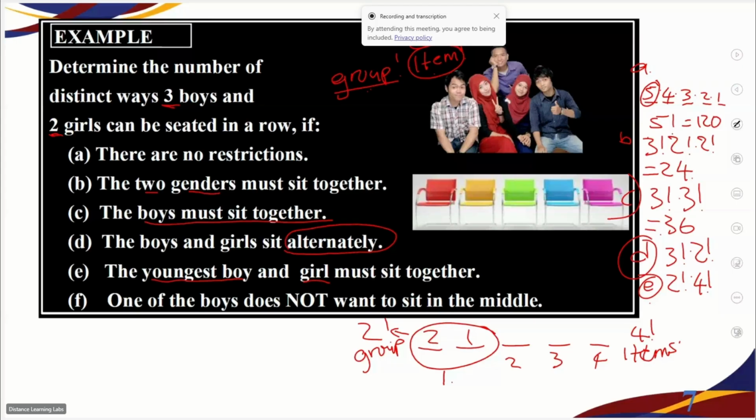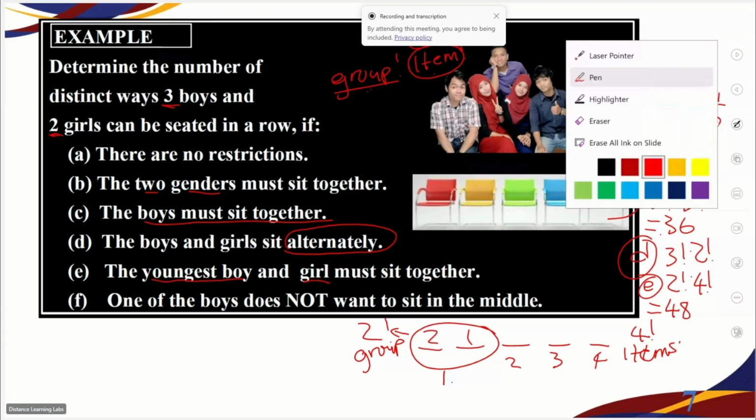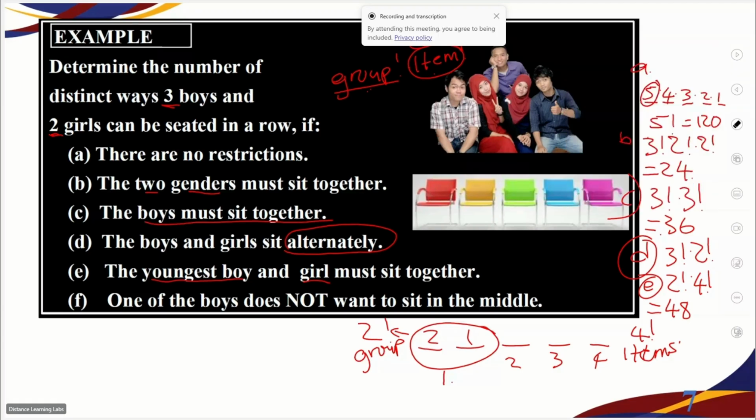Meaning if the youngest boy and the girl must sit together, of these 5 learners that we have, then they can only be able to sit in 48 different ways. Let's check letter F.